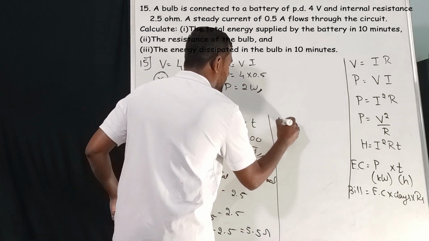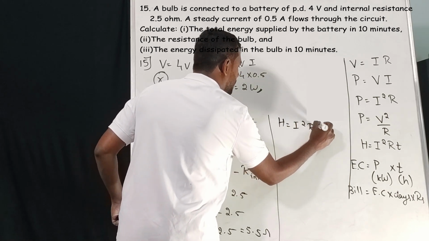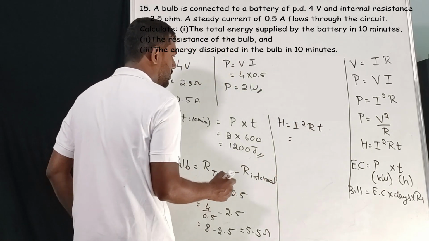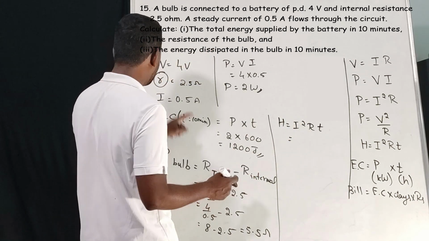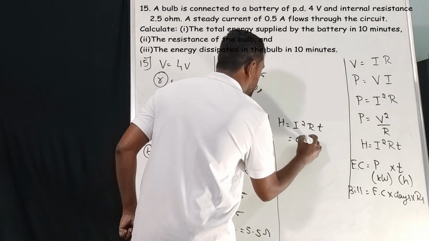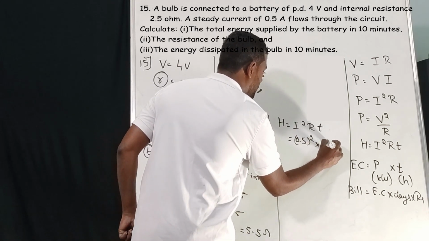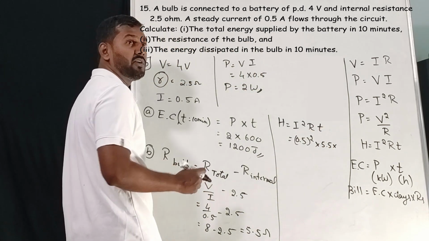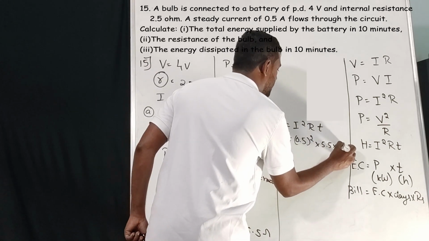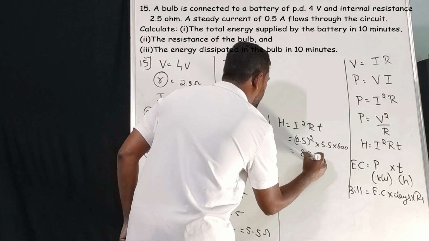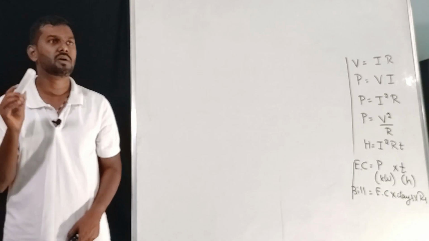So H is equal to I square R T. Okay, so here I square is equal to I, what is I? 0.5 whole square, R just now we found it, that is 5.5. Time, it is given in terms of minutes, 10 minutes, so it is 600, so that will be 825 joules. That's it.